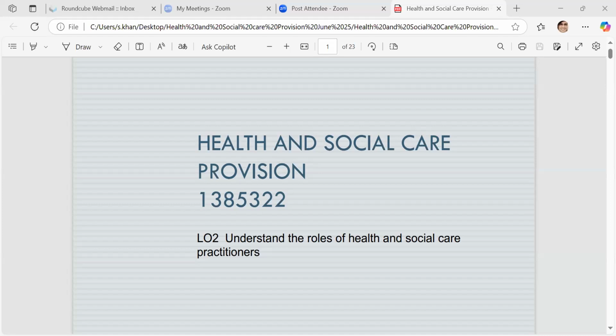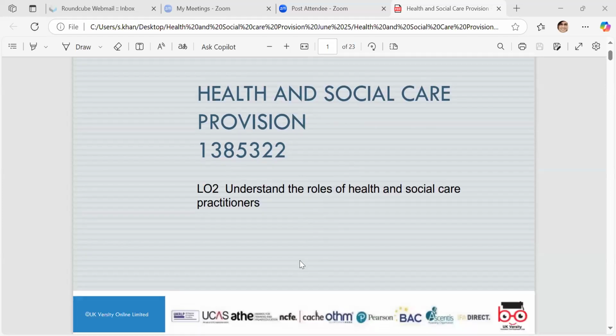Now we're moving on to learning outcome 2. Can you all see these slides? So learning outcome 2 is to understand the roles of health and social care practitioners. What are the roles of different healthcare practitioners? Just as an example, what kind of roles can you have within health and social care?